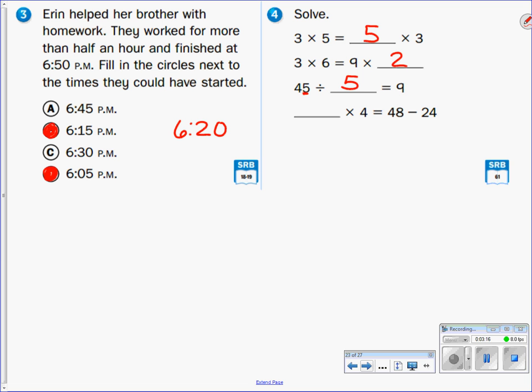And what times 4 equals 48 minus 24? Well, first let's figure out what 48 minus 24 is, which is equal to 24. So 6 times 4 equals 24.